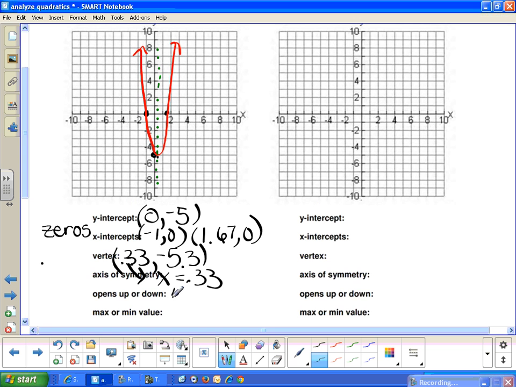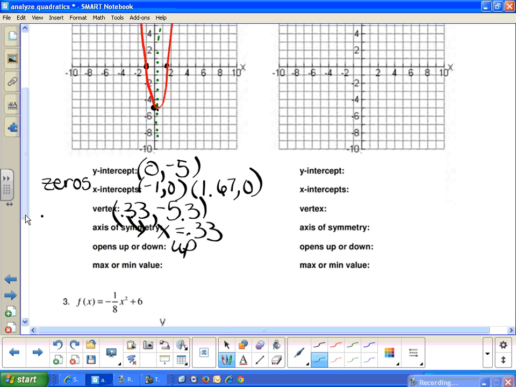Obviously it opens up. And for our minimum value, we want this y value of x, of our vertex. So we have a negative 5.3.